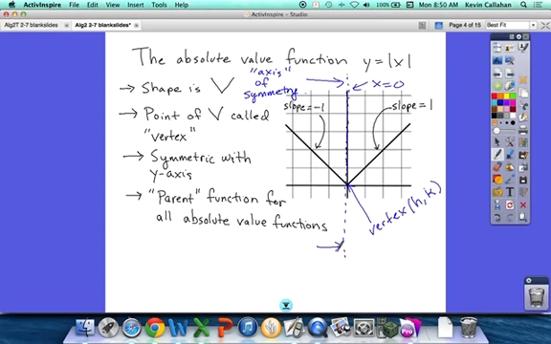So, right. This function, y equals the absolute value of x, that is the parent function for absolute value functions. All the others are considered to be in the same family, but the parent function is just the basic absolute value of x.